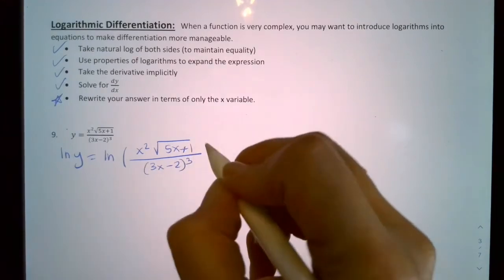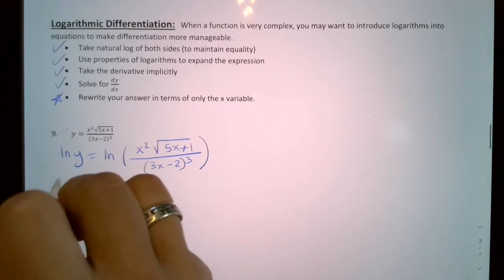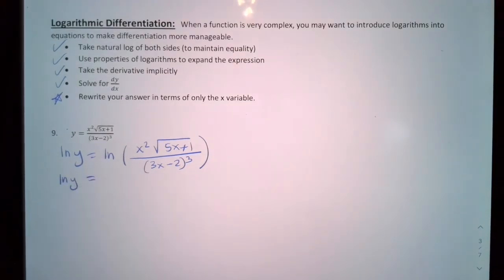Okay, so that's my first move. I'm going to take the natural log of both sides of this equation. Now, I'm going to really focus on that right-hand side and use some log properties at my disposal here. So what does that mean? Well, I didn't do anything on the left-hand side. I'm just going to leave that alone.